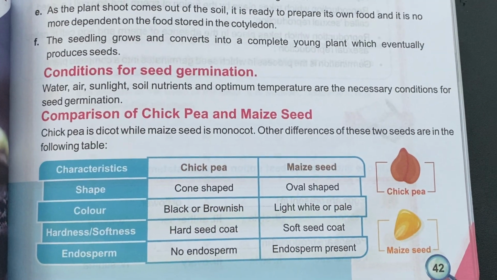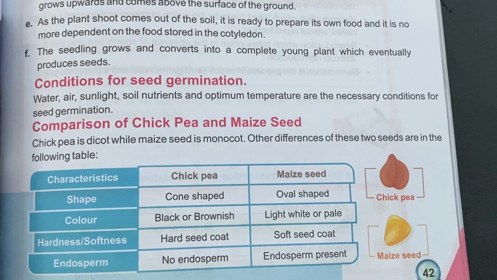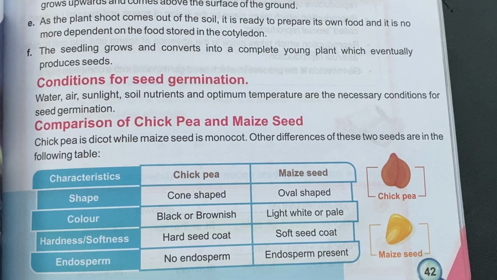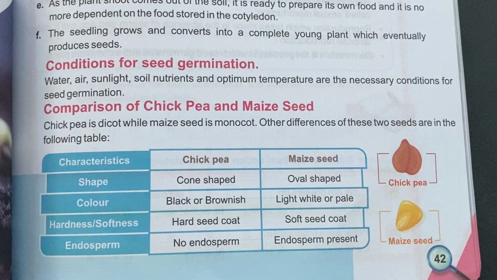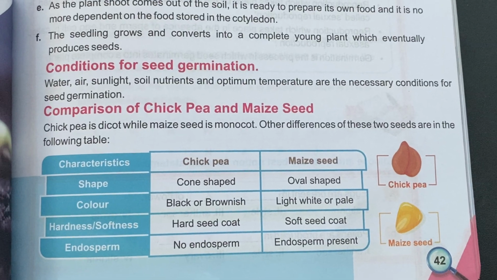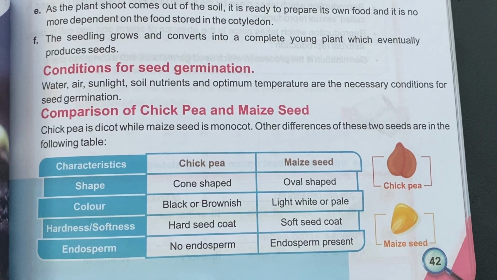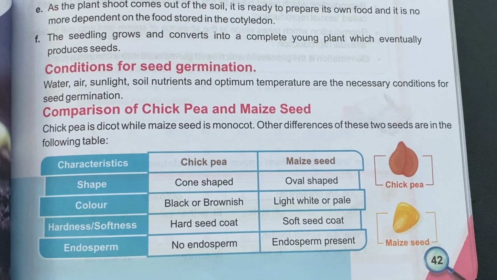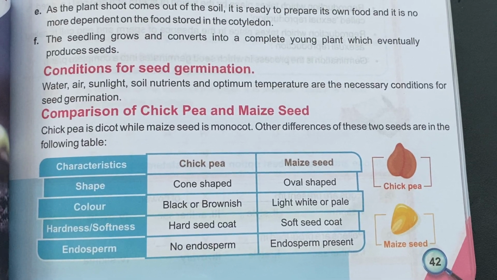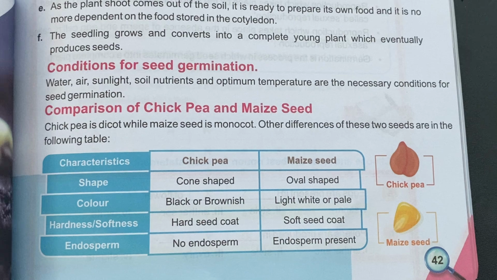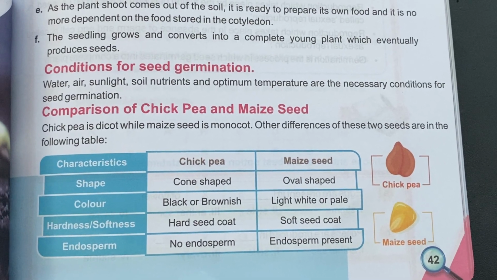Comparison of chickpea and maize seed. Chickpea is a dicot while maize seed is a monocot. Other differences of these two seeds are in the following table. Characteristics of chickpea and maize seed: shape, color, hardness, softness and endosperm. The chickpea is cone shaped and the maize is oval shaped, black or brownish, lightweight or pale, with a hard seed coat, a soft seed coat, and no endosperm present.